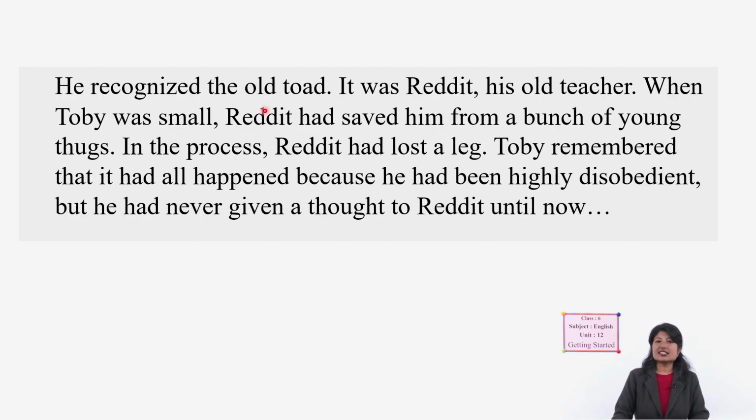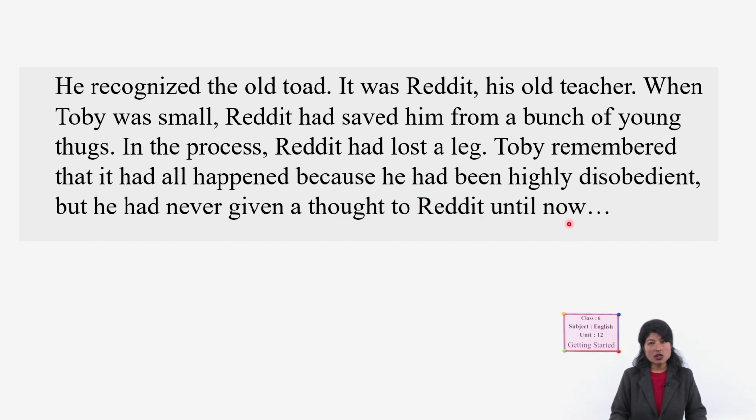He recognized the old toad. It was Reddit. Okay, the old toad's name was Reddit. His old teacher. When Toby was small, Reddit had saved him from a bunch of young thugs. Toby was attacked by dogs and Reddit saved him. In the process, Reddit lost a leg. Toby remembered that it had all happened because he had been highly disobedient, but he had never given a thought to Reddit until now.